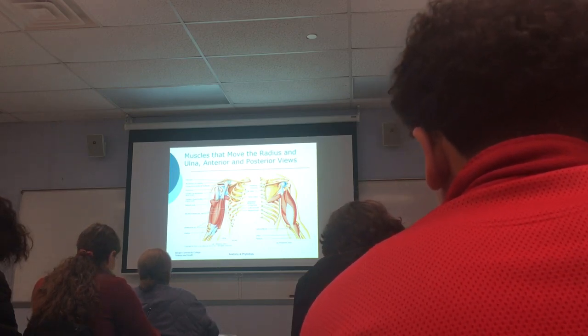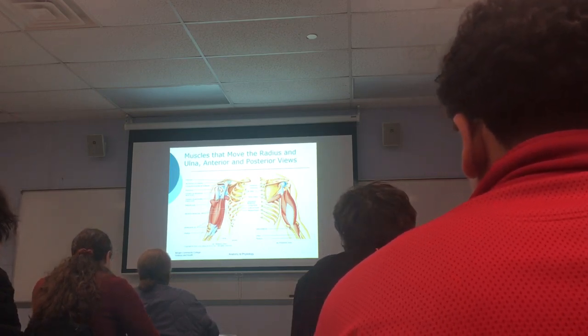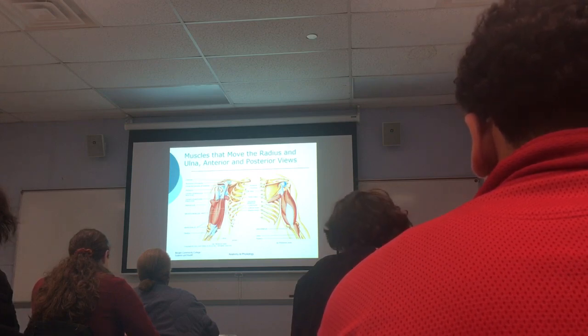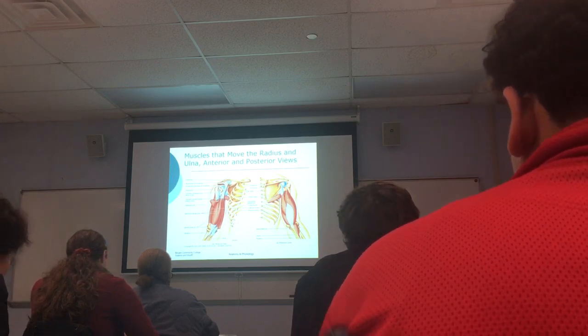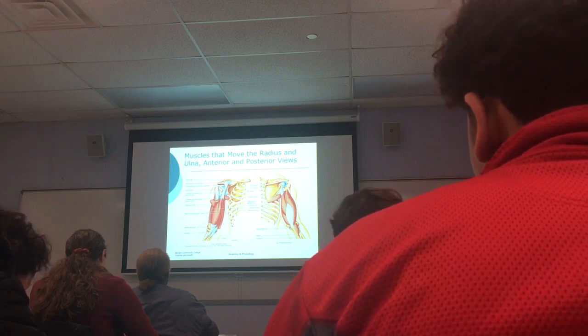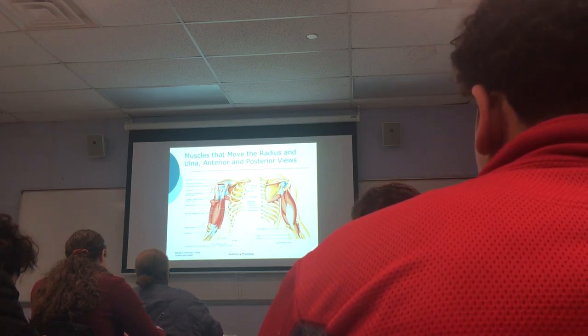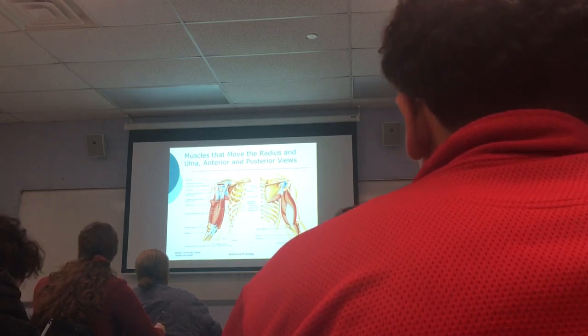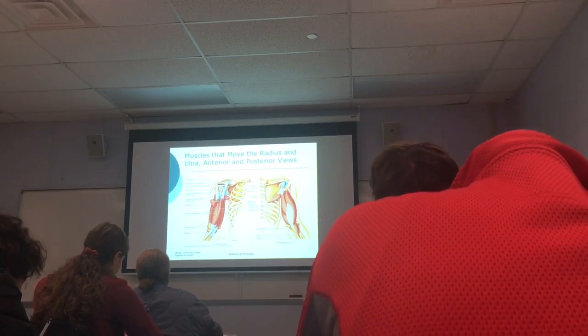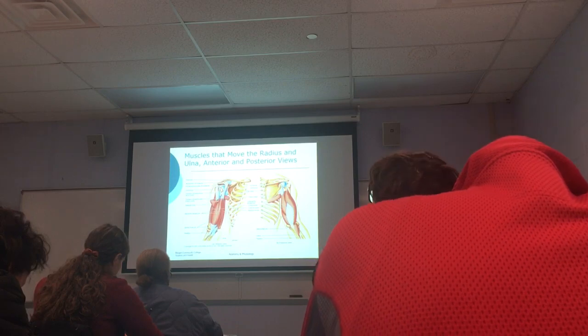Okay, so what extends? Triceps brachii. It's got three heads: a lateral head, a medial head, and a long head. The triceps brachii muscle extends the arm and also the forearm. Anconeus just does the forearm. Okay?